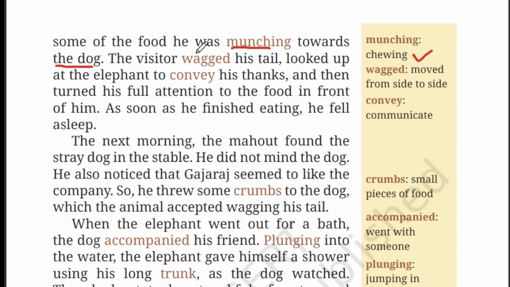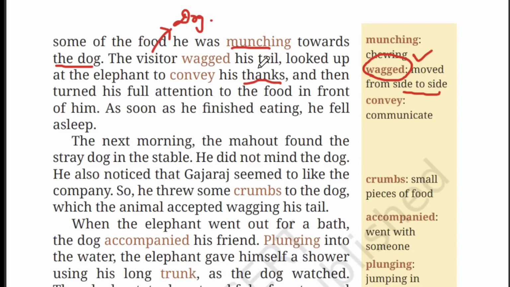The visitor wagged his tail. So who is the visitor now? The dog. The dog is the visitor and the dog wagged his tail. Wagged means moved from side to side. This wagging sign of the dog says thanks. So the dog is thanking Gajaraja, looking up at the elephant to convey his thanks.